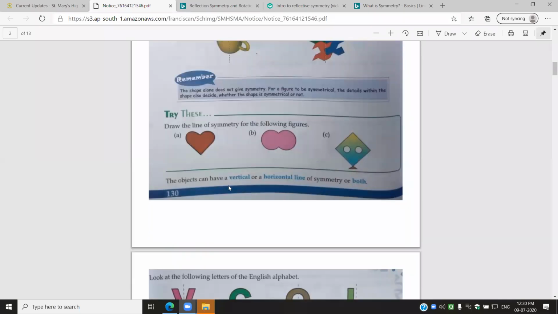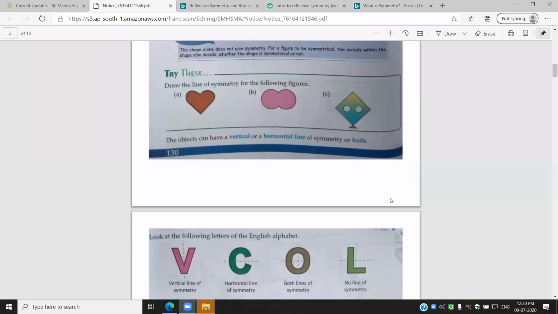The objects can have a vertical or a horizontal line of symmetry or both. So there can be one line, either vertical or horizontal, or both are possible. And in the videos we also saw that not only horizontal, vertical, there can be other lines also. Diagonally also you can draw the lines of symmetry.